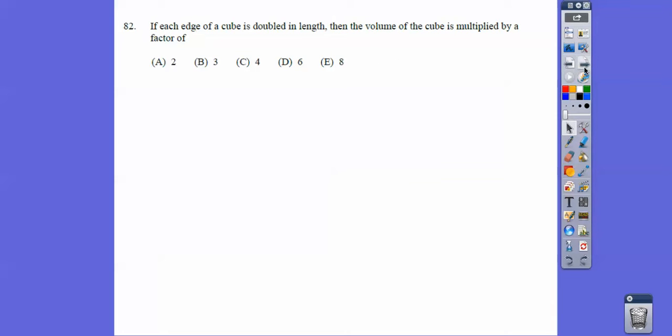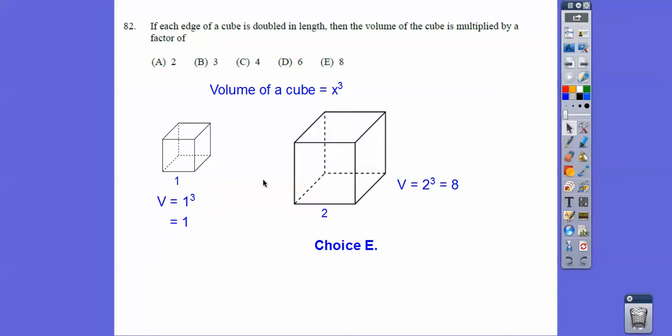If each edge of a cube is doubled, then the volume of the cube is multiplied by a factor of, okay, let's just put in real numbers. So the volume of this is 1 times 1 times 1. The volume of this is 2 times 2 times 2. It's doubled, so the volume is 8 times as much, so choice E.